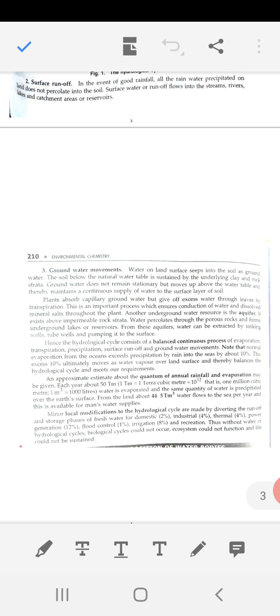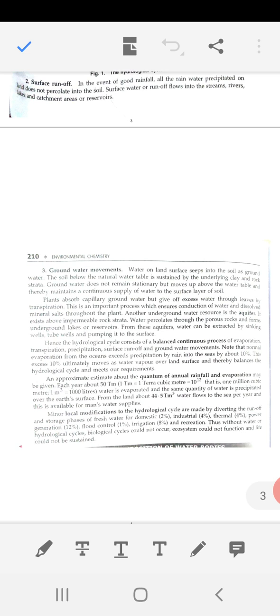Another underground water resource is the aquifer. It exists as an impermeable rock bed. Water percolates through the porous rocks and forms underground lakes or reservoirs. From these aquifers, water can be extracted by sinking wells, tube wells, and pumping equipment. Hence, the hydrological cycle consists of a balanced continuous process of evaporation, transpiration, precipitation, surface runoff, and groundwater movement.